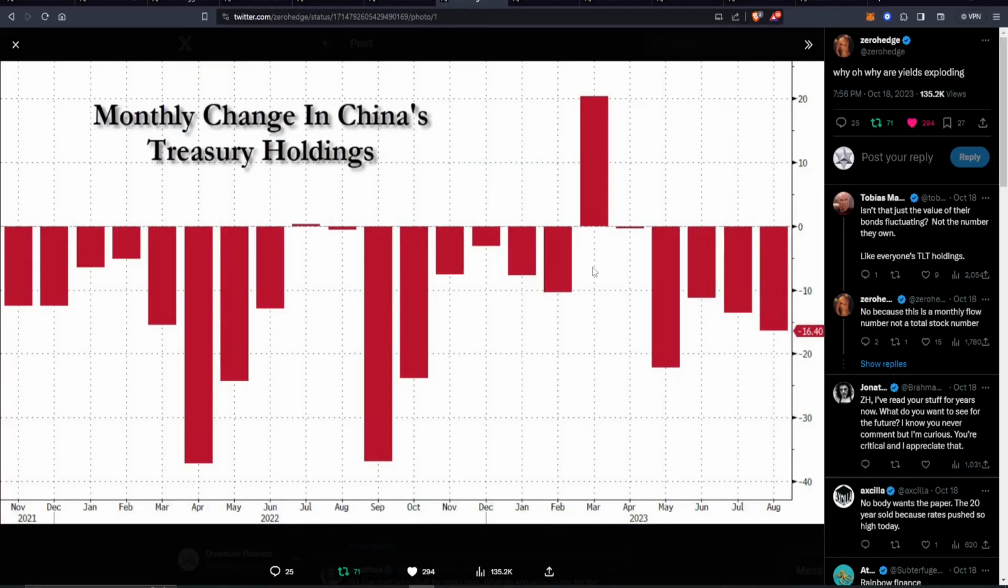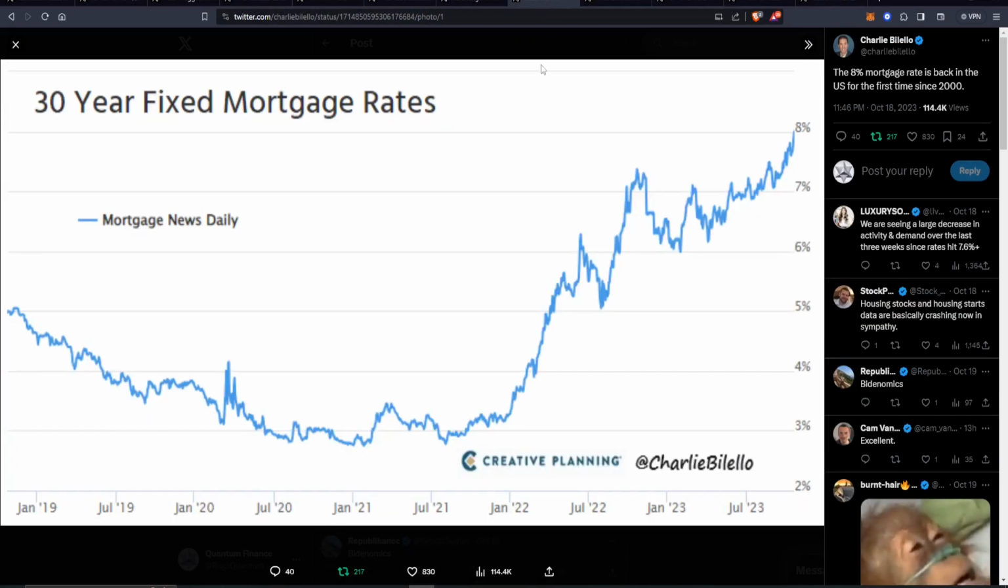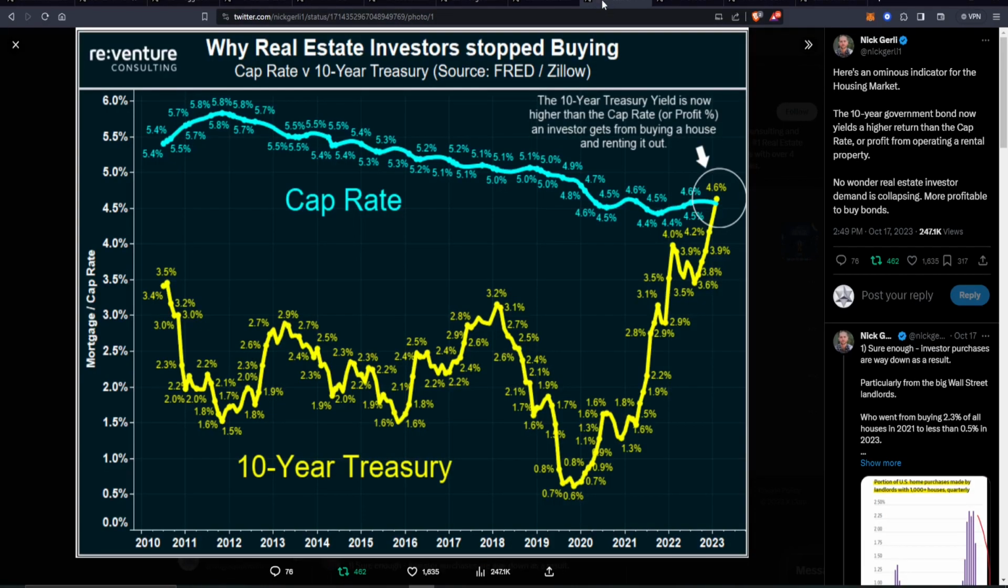Here's a chart showing the monthly change in China's treasury holdings. As you can see, them continuing to dump the U.S. dollar. We have 8% mortgage rates back here in the U.S. for the first time since 2000. As you can see, the mortgage rates just going parabolic here with the increase in Federal Reserve interest rates.